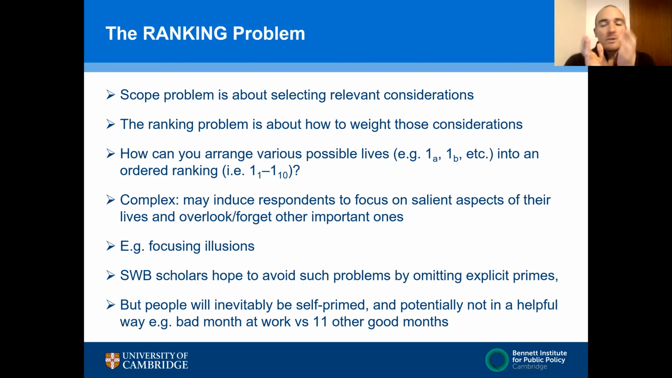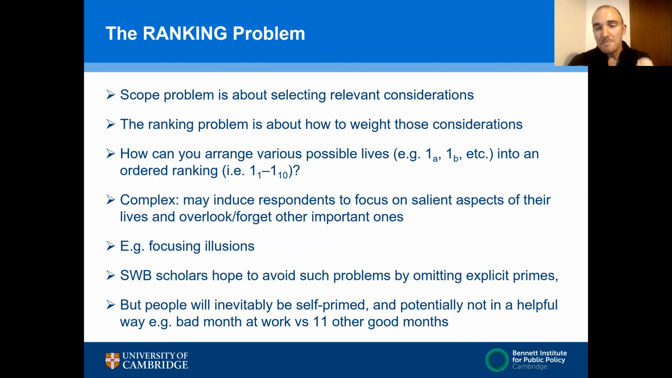Similarly, subjective well-being scholars often think that you can avoid these kinds of issues by removing explicit primes from surveys. So, for example, we don't ask people about politics before we ask them about life satisfaction, because that would prime their response. But people will inevitably be self-primed by whatever is currently on their mind.